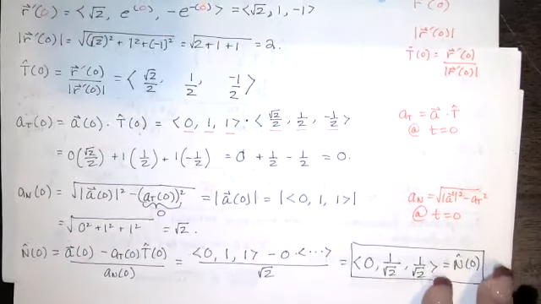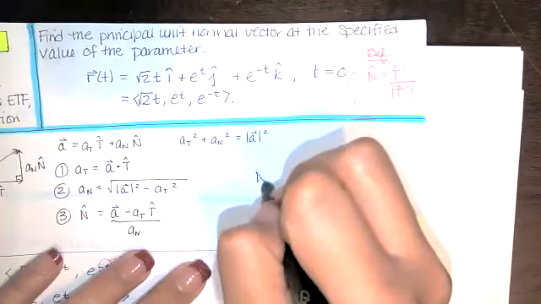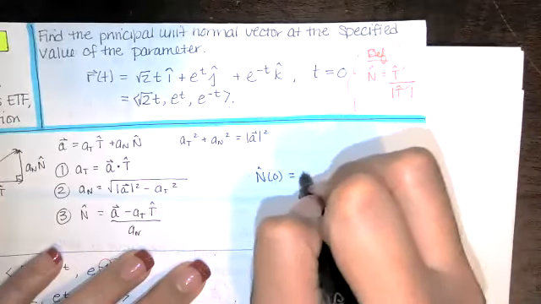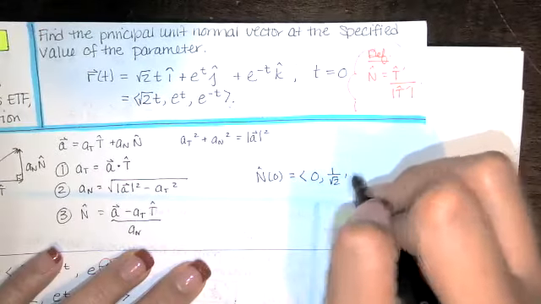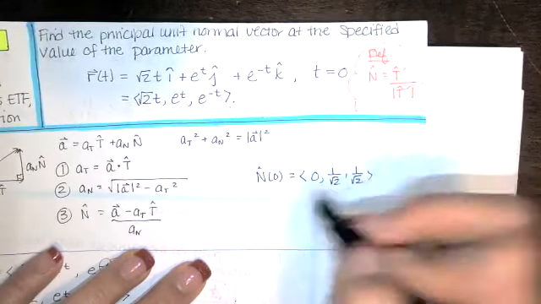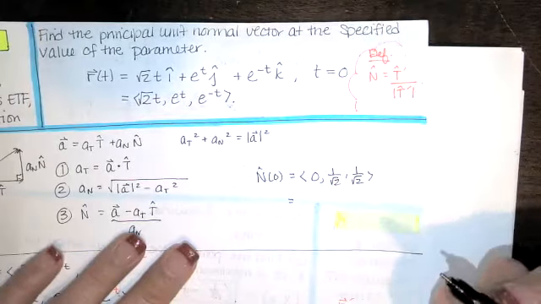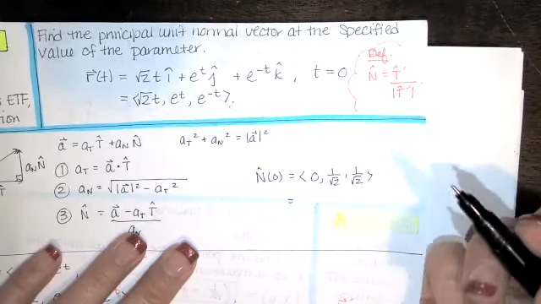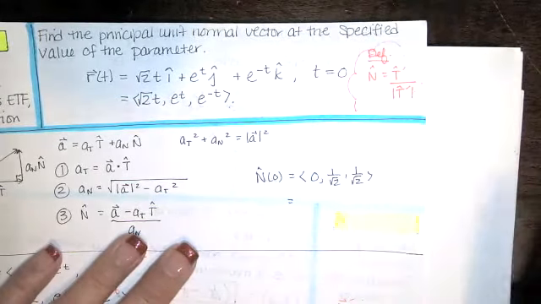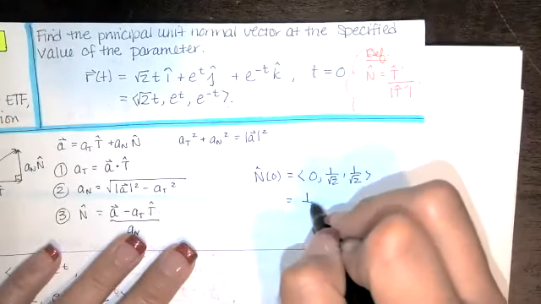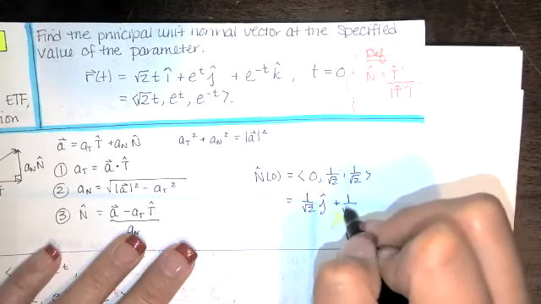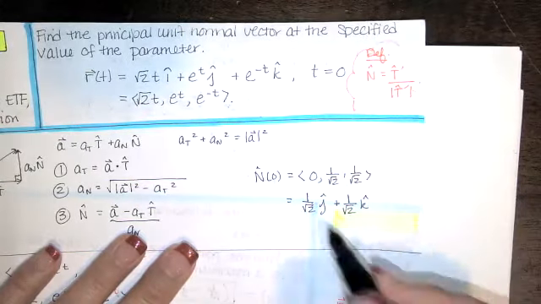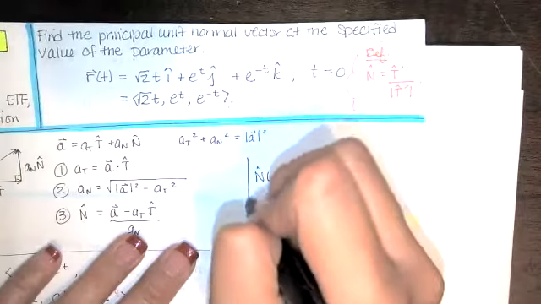So we can write our answer that way if we want to. I prefer component form, as you can tell if you've worked through my videos or seen my examples. But if you prefer to write your answer in terms of i hat, j hat, and k hat, you can say this is 0 times i hat, which is of course 0, plus 1 over square root of 2 times j hat, plus 1 over square root of 2 times k hat. And that's exactly the same thing as that.